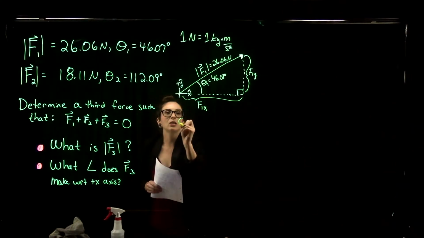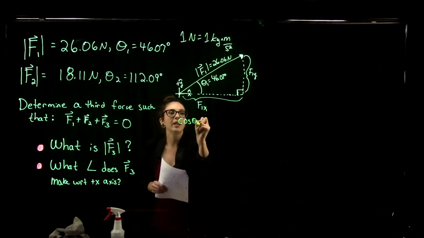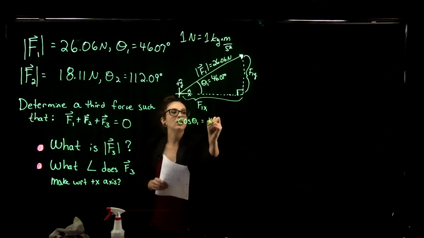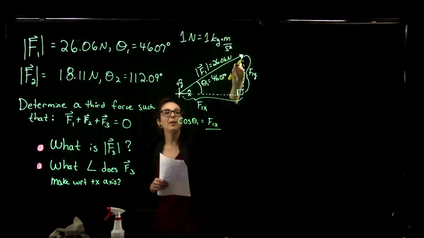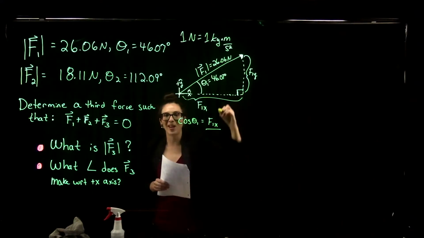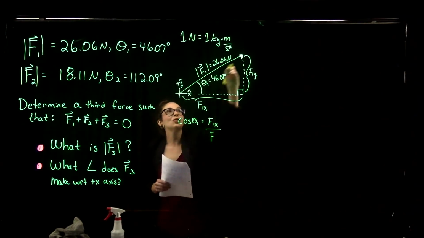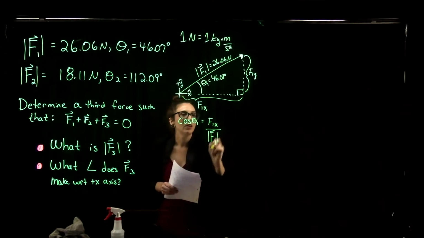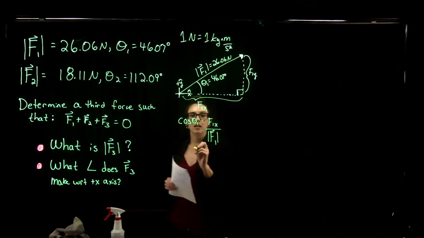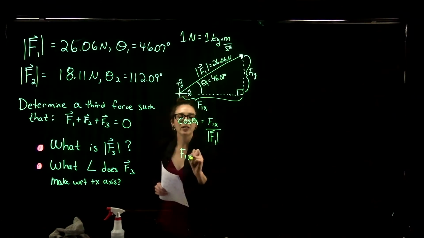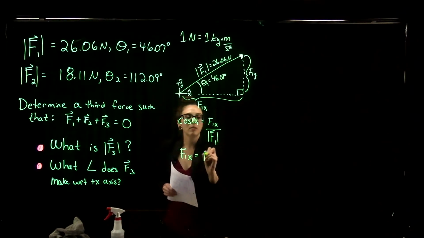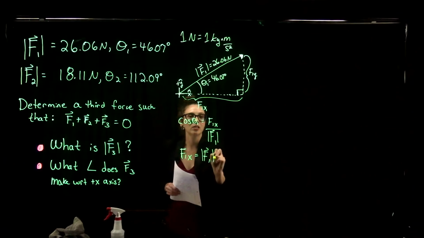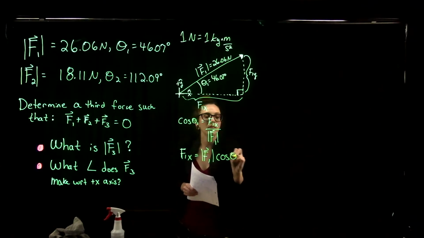So that tells us that I can use cosine of angle theta 1 is equal to my adjacent side, which is the x component of my first vector, over the hypotenuse of this little right triangle we have, which is the magnitude, the size of this vector. So this tells us that the x component of my first vector is equal to the magnitude of my first vector times cosine of that angle.